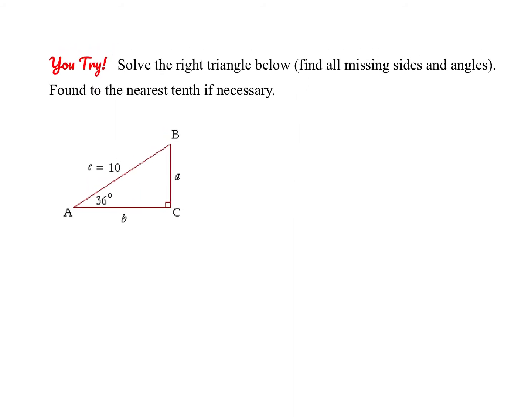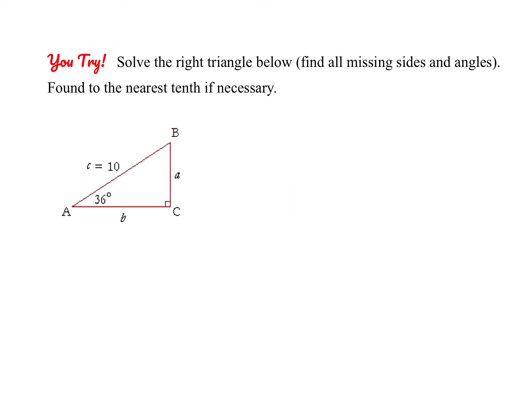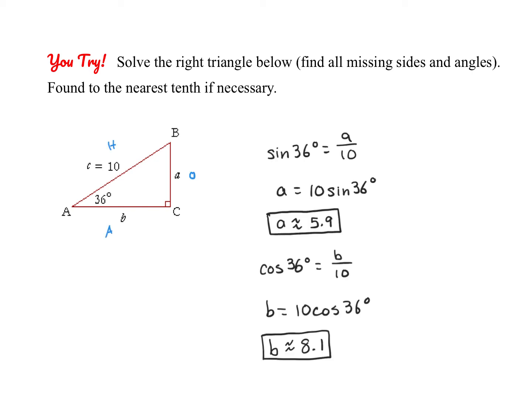All right, so go ahead and pause the video and give this one a try on your own. Okay, go ahead and check your work here. So if we are working with this 36-degree angle, B is our adjacent side, A is opposite, and this length of 10 is our hypotenuse. So we could say the sine of 36 degrees is A over 10, and then we can solve for A. And we could say the cosine of 36 degrees is B over 10 and solve for B.